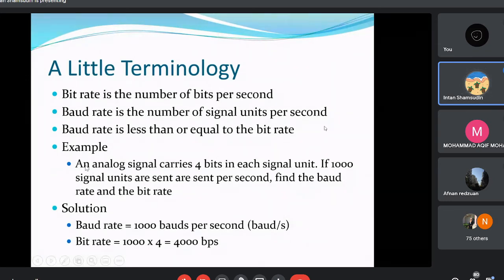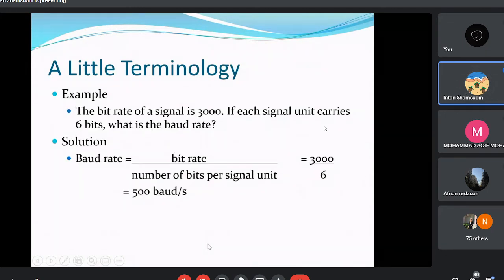Okay, for example, an analog signal carries 4 bits in each signal unit. If 1000 signal units are sent per second, find the baud rate and the bit rate. Right? So baud rate dia, baud rate is 1000 baud per second. Okay. So how to find the bit rate? 1000 times 4 bits. Alright. Equals 4000 bits per second.